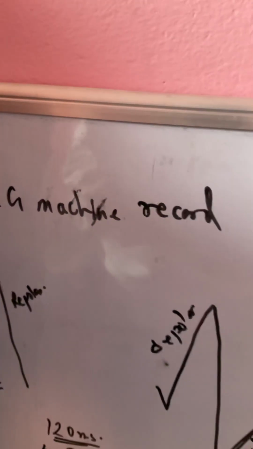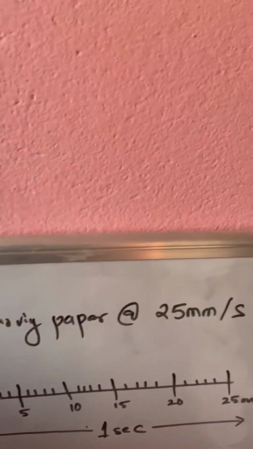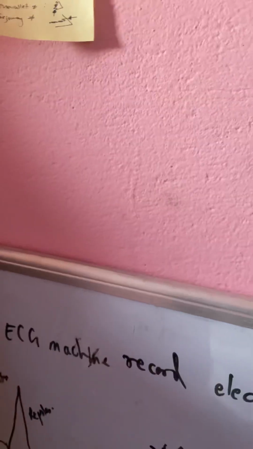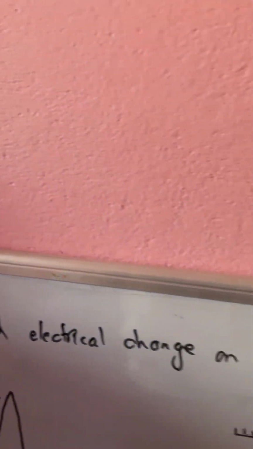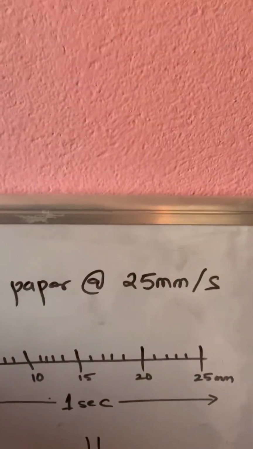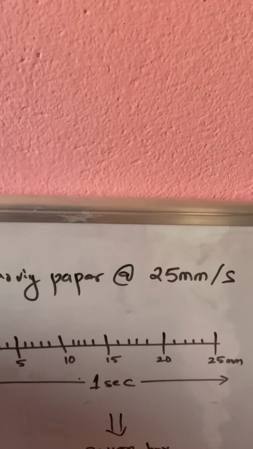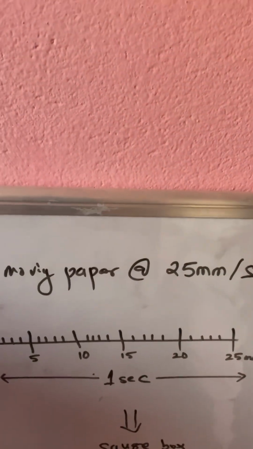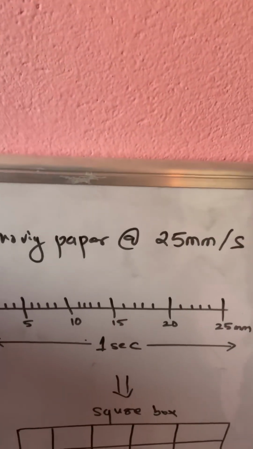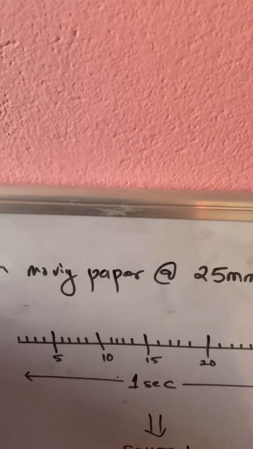ECG machine records the electrical changes on moving paper at 25 millimeter per second. So the ECG machine will be recording the electrical changes that occur on the heartbeat, the electrical impulse or the electricity of the heartbeat, at the rate of 25 millimeter per second. So the paper will be moving at the rate of 25 millimeter per second, and according to the electricity of the heartbeat, the paper will be measuring the ECG on that basis.